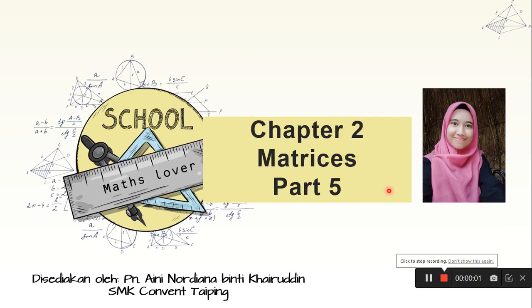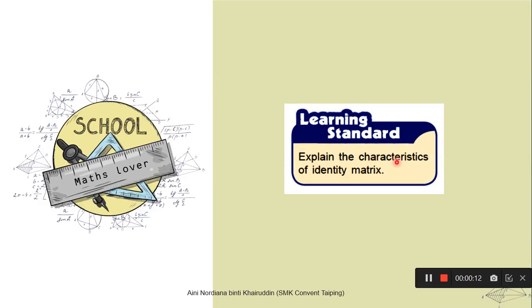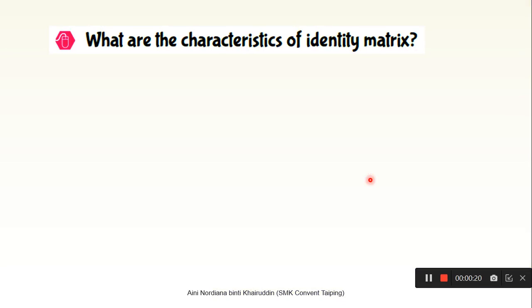Hi, my lovely students. For this video, we are going to discuss Chapter 2 Matrices, Form 5, Part 5. Our learning standard for this video is to explain the characteristics of the identity matrix. So what are the characteristics of an identity matrix?